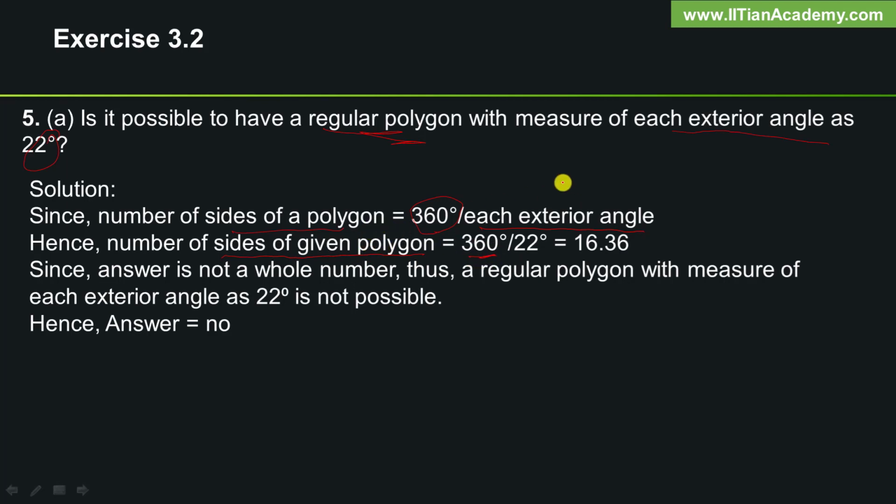360 degrees divided by 22 degrees, which is equal to 16.36. Since the answer is not a whole number, a regular polygon with the measure of each exterior angle as 22 degrees is not possible. Hence, the answer is no.